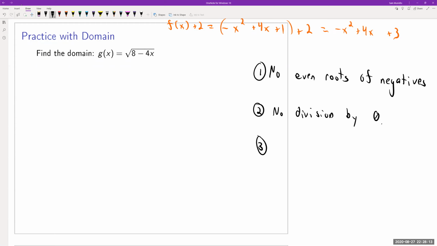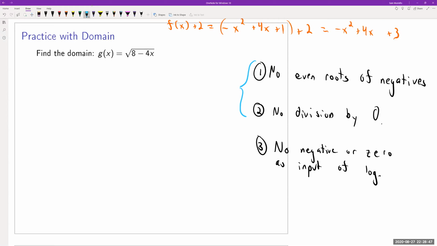And the third rule is that we cannot have negative or 0 as the input of a log. We haven't talked about logs in this class, and we won't for a little bit, but we'll list this rule here just because there's only 3 rules, so not including one of them seems silly. It's the first 2, however, that we're going to focus on today. No even roots of negatives, no division by 0.